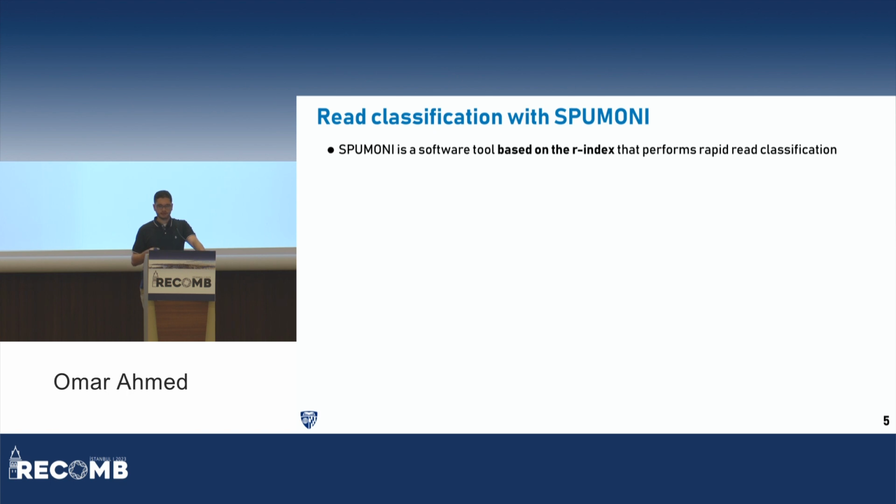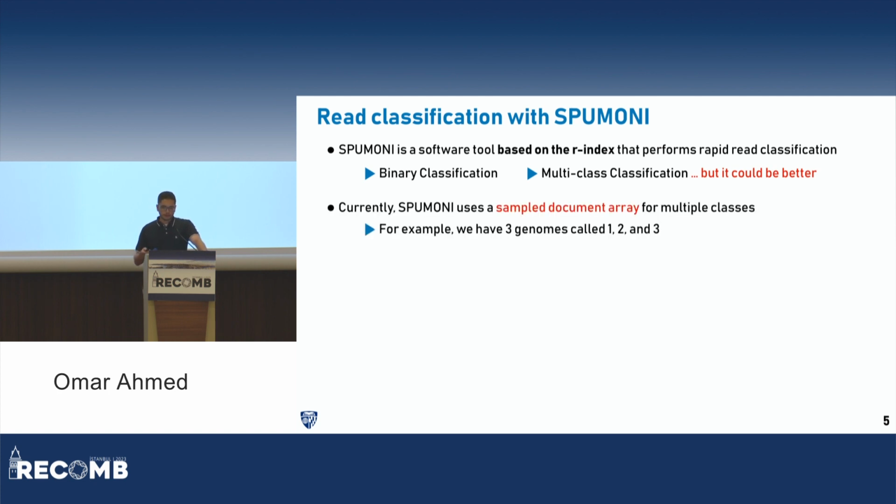And then the last bit of background I want to give before going into the method is I want to talk about this tool called Spumoni, which I've worked on, that's based on the R-index for doing read classification. It was initially developed for binary classification applications, and since then we extended it to multi-class classification against pangenomes. But we realized it could be better, and I'll explain why in a second.